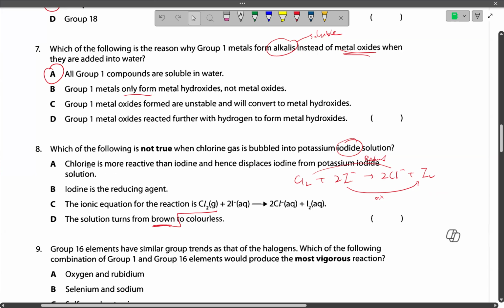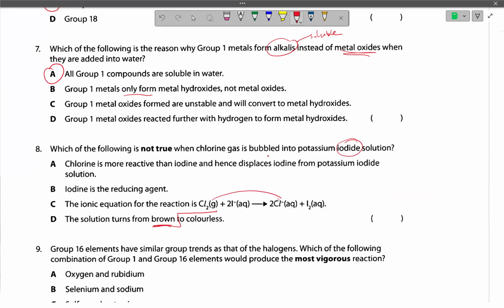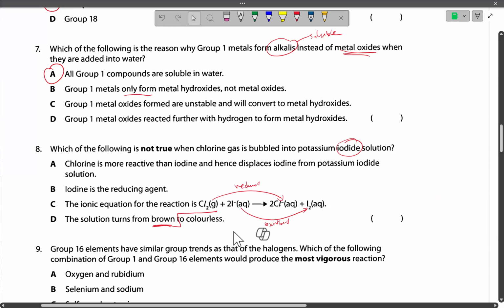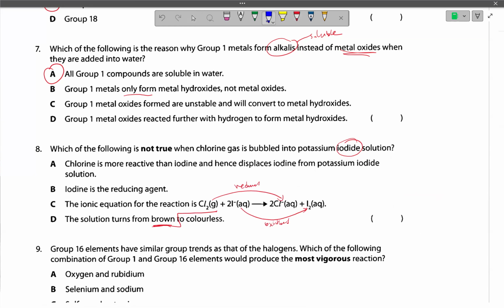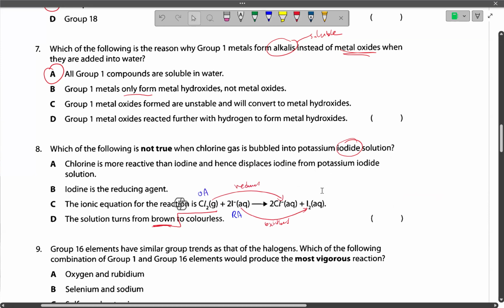This is the true statement, the explanation of that. So I'm going to remove this one first. This one is reduced and this one is oxidized. If you're oxidized, you must be the reducing agent. If you're reduced, you must be the oxidizing agent. So this is true. The color turns to brown. Aqueous iodine is brown. Bromine is red-brown, so remember that.